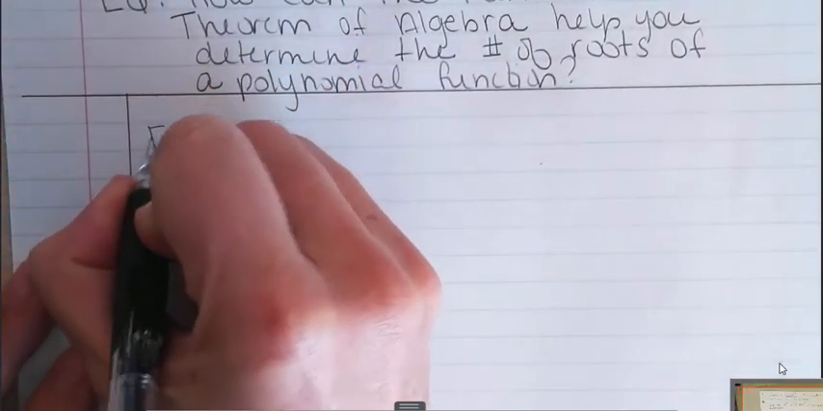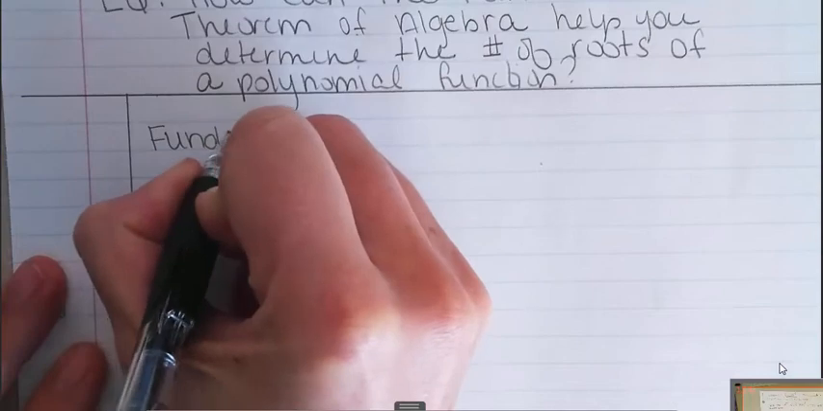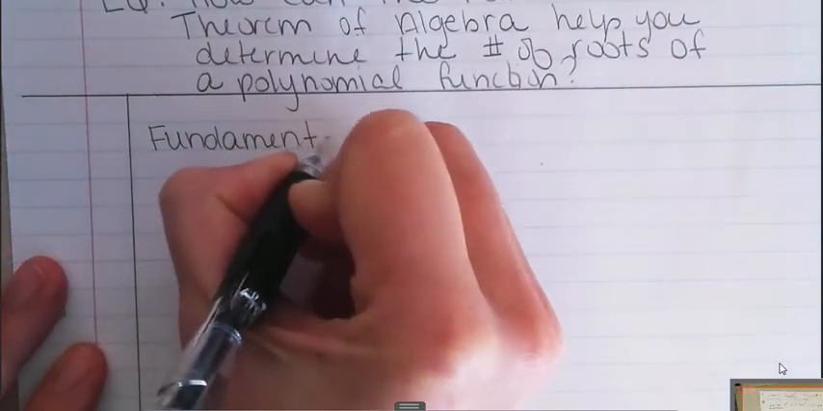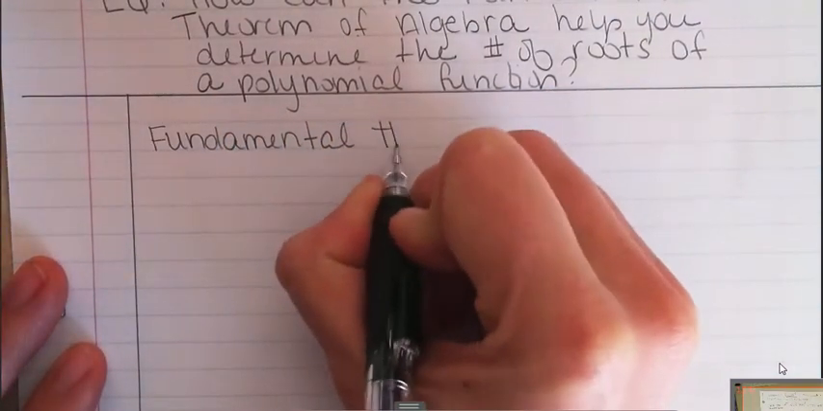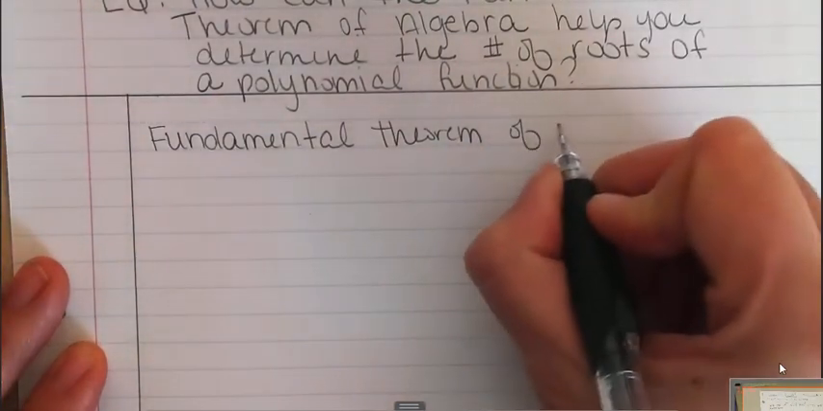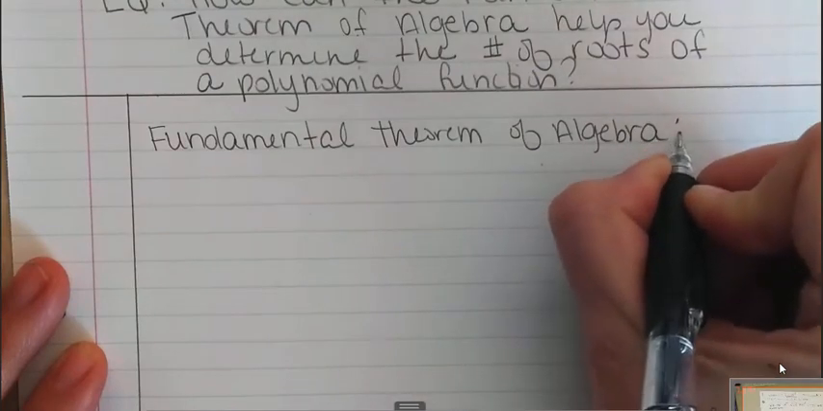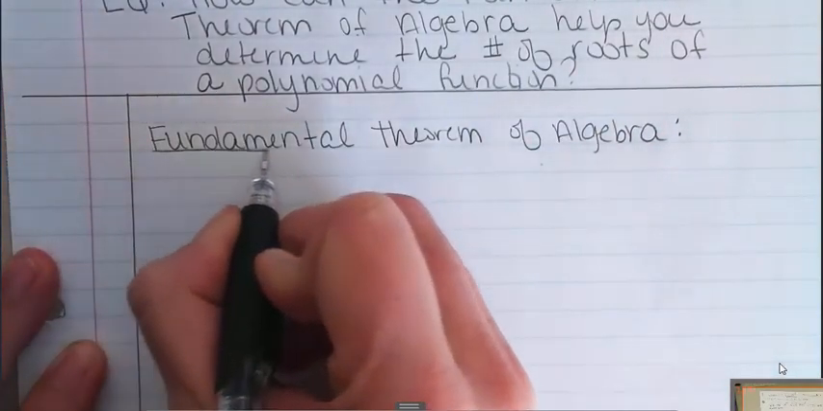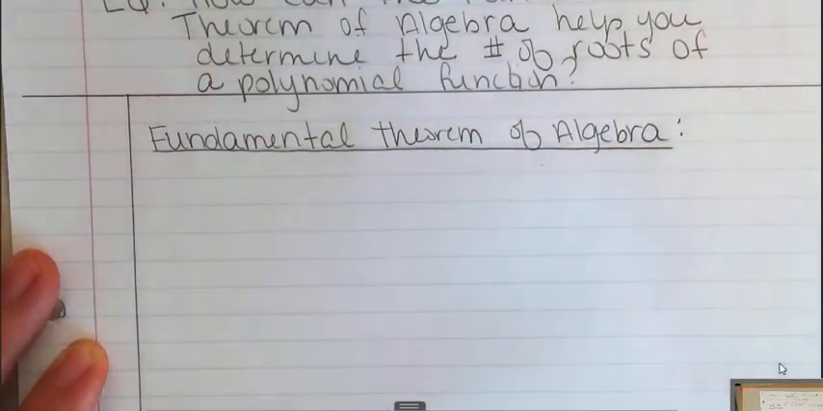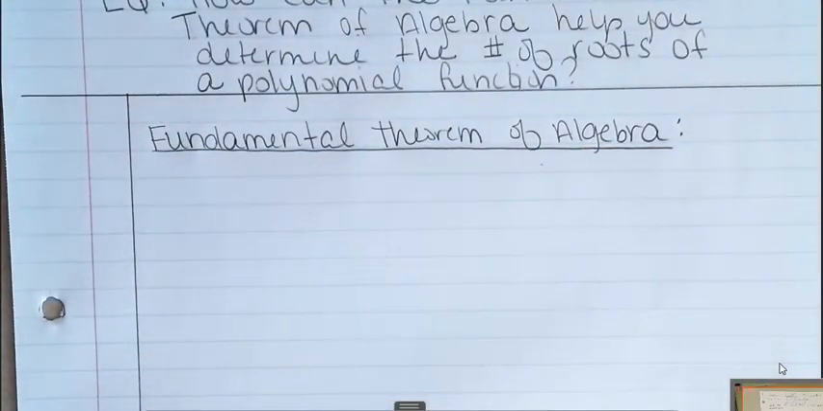Let's start with the fundamental theorem of algebra. We've already explored this, and so now it's time to finalize the definition of it. So a while ago, we did an exploration in Desmos where we explored different types of polynomial graphs.